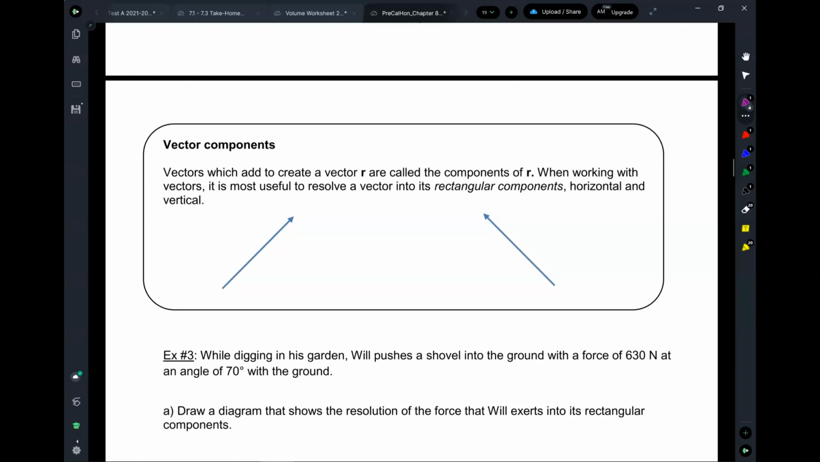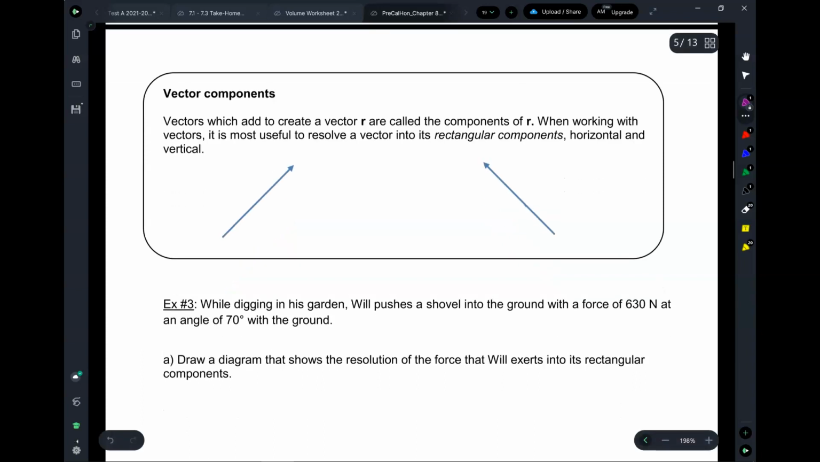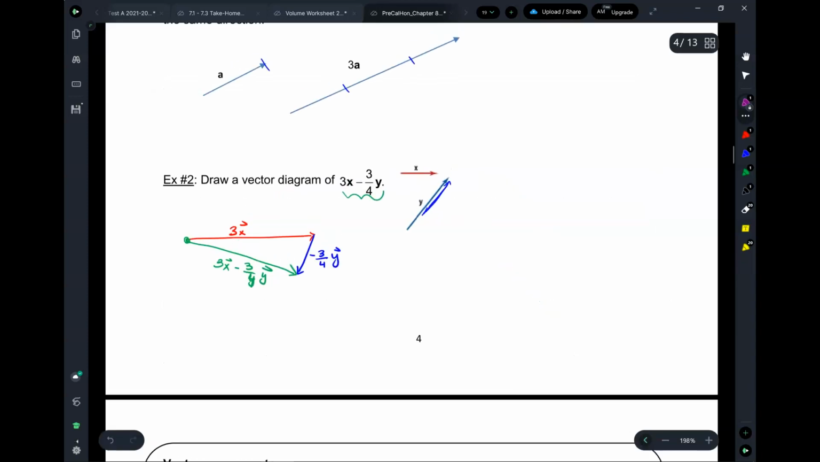Okay, all right. Let's talk about vector components. How are you guys doing? You're awfully quiet. Okay. So vectors which add to create another vector are vector components, right? Take a look here. These two added to create the green, and we did another example up above. What if I gave you the green and I said find two vectors that would add to create that? Can we go backwards? I mean, why not?